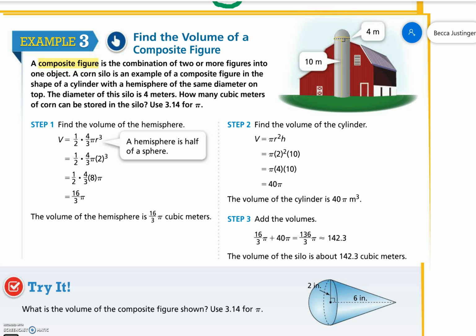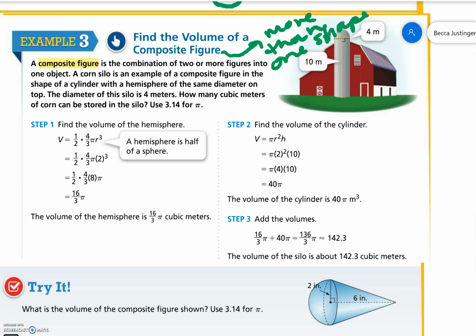Example number 3, find the volume of a composite figure. A composite figure is a figure made up of more than one shape. So a composite figure is a combination of 2 or more figures in one object. A corn silo is an example of a composite figure in the shape of a cylinder with a hemisphere of the same diameter on the top. The diameter of this silo is 4 meters. How many cubic meters of corn can be stored in the silo?